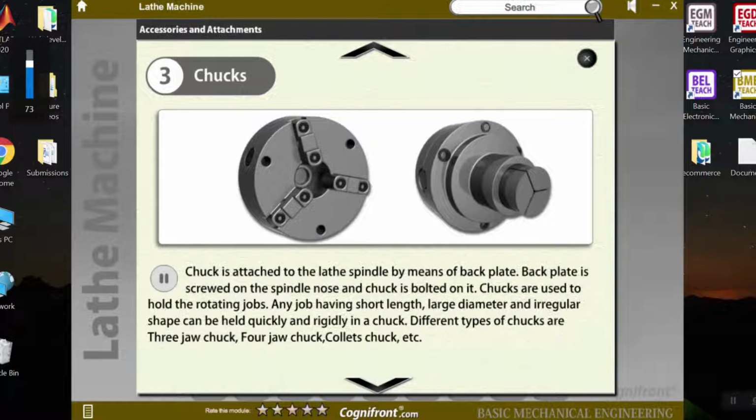by means of a backplate. The backplate is screwed on the spindle nose and chuck is bolted on it. Chucks are used to hold rotating jobs. Any job having short length, large diameter and irregular shape can be held quickly and rigidly in a chuck.